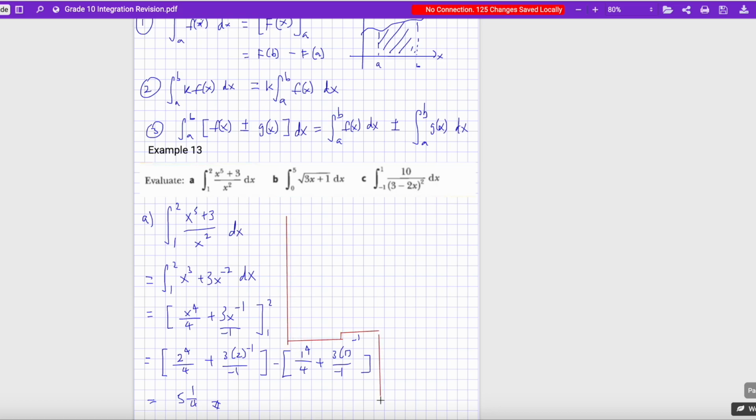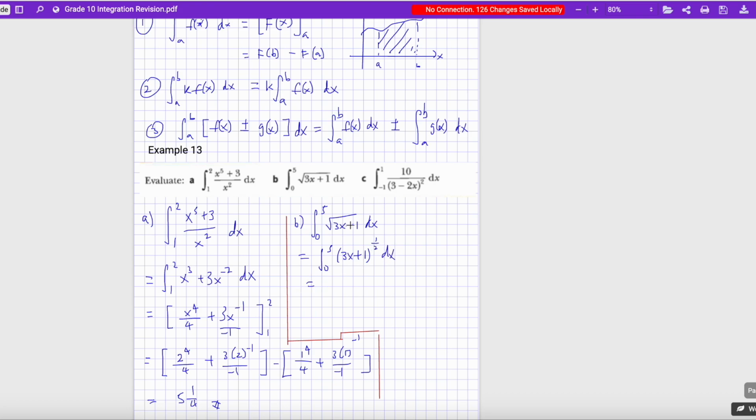All right, let's do part B. Okay, so we want to evaluate from 0 to 5 of root of 3x plus 1 dx. So that basically is the integral from 0 to 5 of (3x plus 1) to the power of half dx.